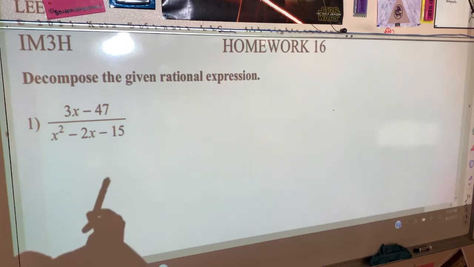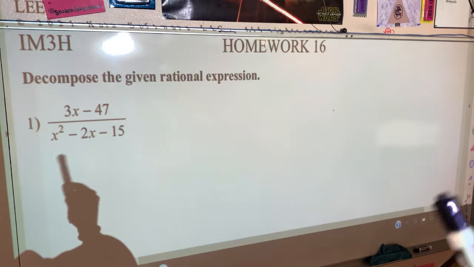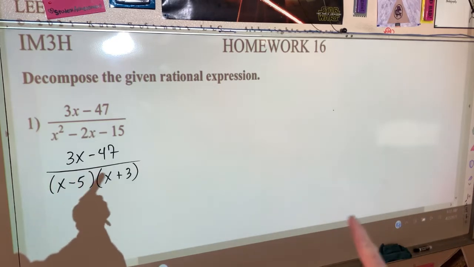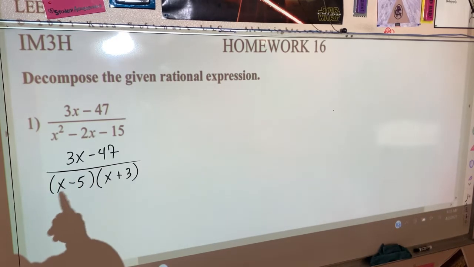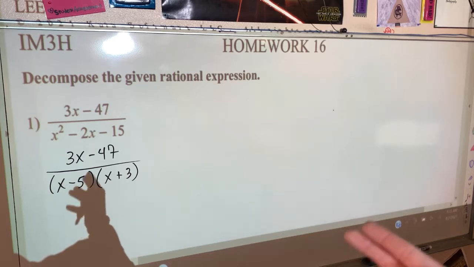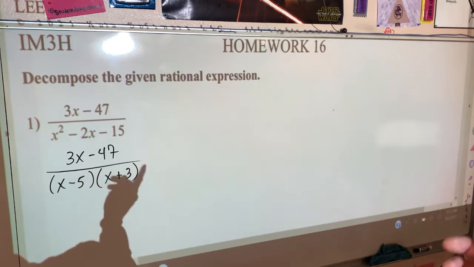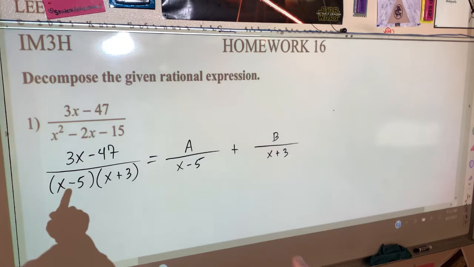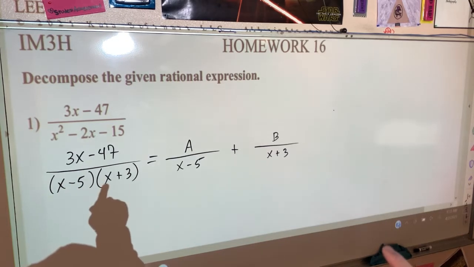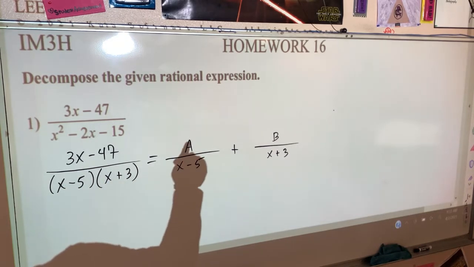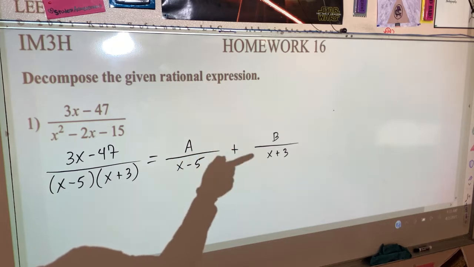Okay guys, so for homework 16, the first thing that we have to do is take this denominator here and factorize it. And now that we see the factorization of the denominator, we see that we have two pieces. And so we're gonna set this equal to two separate fractions. And so we put one factor in one denominator, the other factor in the other denominator, and we need these mysterious numerators called a and b.